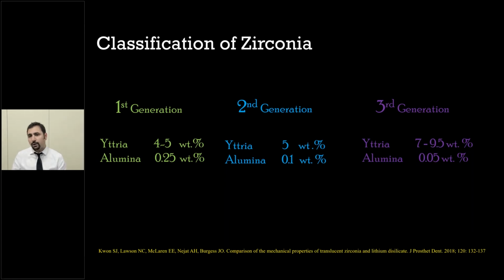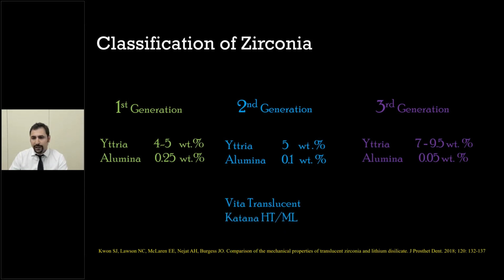Now, we need to remember that again, cubic is not a type of zirconia. It is one of the crystalline structures of zirconia that we can increase by increasing the amount of yttria in our structure. The examples of second generation that are available right now in the market are Vita Translucent. These are just examples.